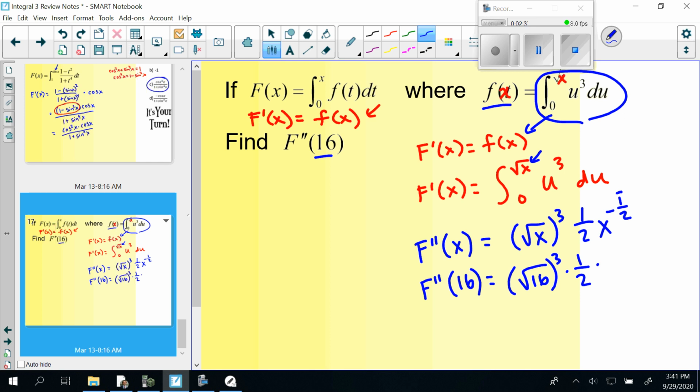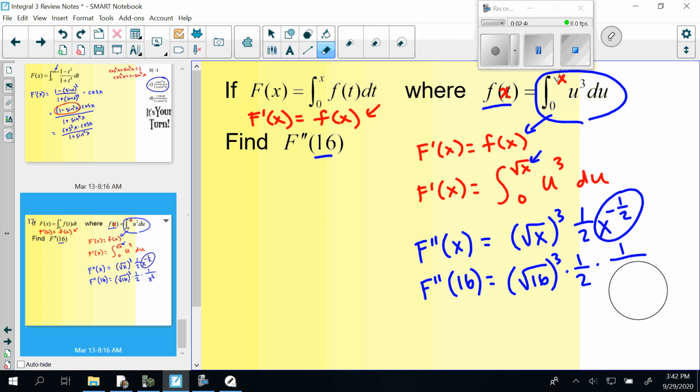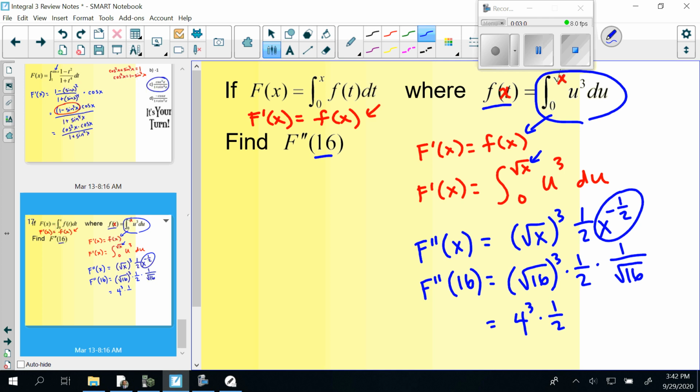I'm going to rewrite this back in that other notation. If we move that down to the denominator, it'd be x to the 1/2, and remember, something to the 1/2 power is the same as square root. So that'd be the same as square root of x, or since we're plugging in 16, square root of 16. Now, just doing some evaluation, square root of 16 is 4, so we have 4 cubed, times 1/2, times square root of 16 again, which is 4.